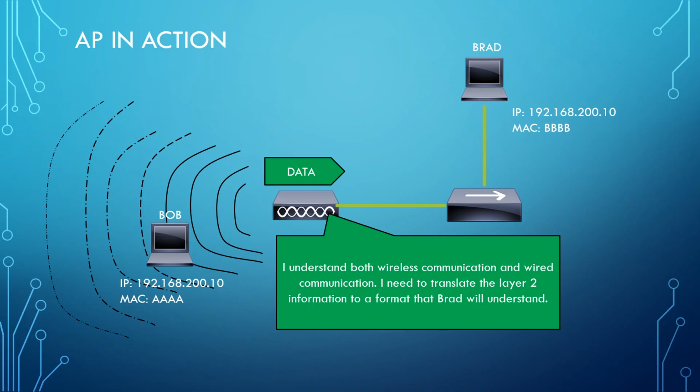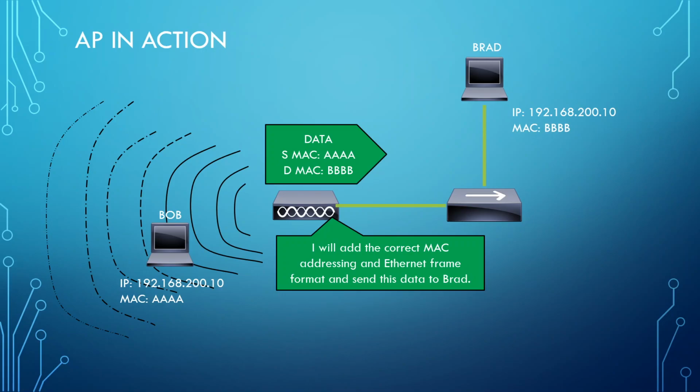He says, okay, I understand both wireless communication and wired communication. I know that at this point I can't send this data over to Brad as is. Essentially, the layer 2 information is not in a format that Brad's going to understand, or better yet, it's not in a format that the switch will understand. So what the access point is going to do is add the source and destination MAC address to the data and send that data over to the switch. The switch is going to know, okay, this data is destined to Brad because this is for the destination MAC address of BBBB, and send this data over to Brad.